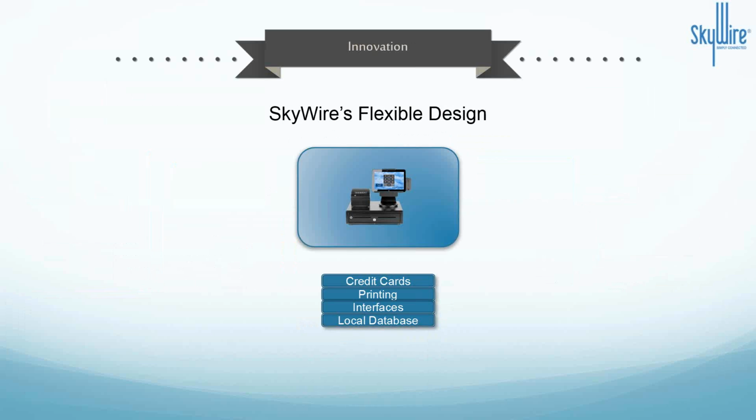So, let's take a look at the SkyWire's design. What we did is we've taken the offline capability that most of our competitors use, and we turned it on its head. We create from a terminal level. Every terminal has its own credit card processing. It has its own printing to the server, printing to the kitchen. It has its own interfaces, and it has its own local database. So in other words, we don't go up to the server to say, hey, print this ticket to the kitchen. The workstation could do it.